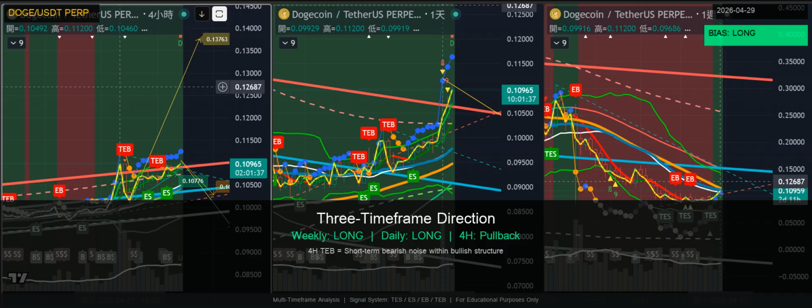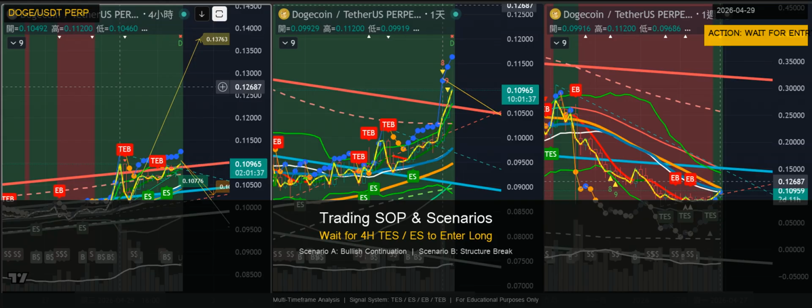Finally, the 4-hour chart. This is where we see short-term noise. The most recent visible signal on the 4-hour is a TEB, indicating a short-term bearish interference or pullback signal. However, this 4-hour TEB has not yet overtaken the bullish dominance established by the daily and weekly. Therefore, the 4-hour is in a short-term bearish consolidation phase, but this is simply a pullback within a larger bullish structure. So what does this mean for your trading?